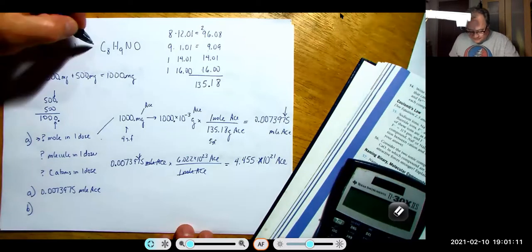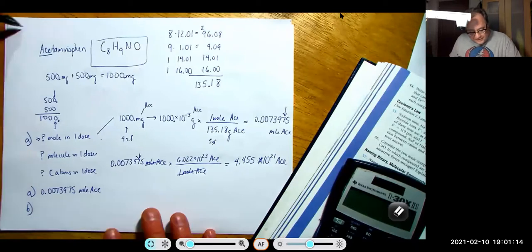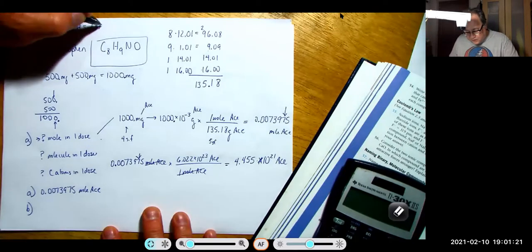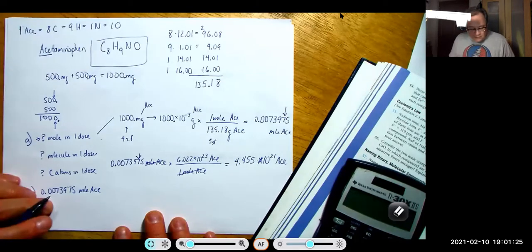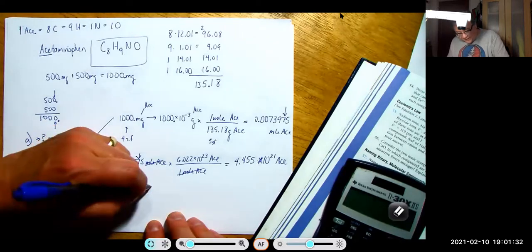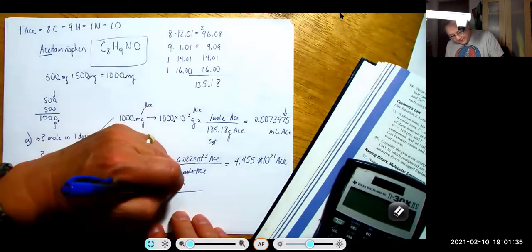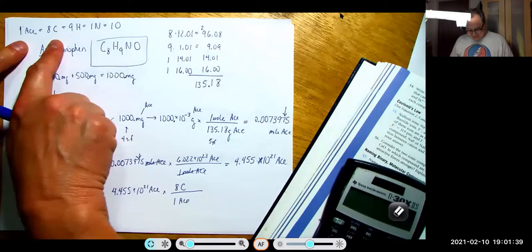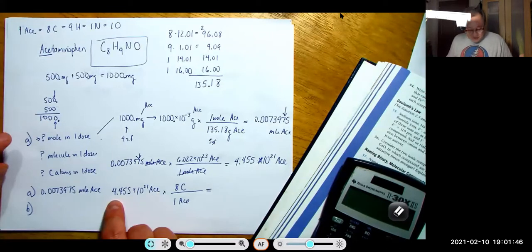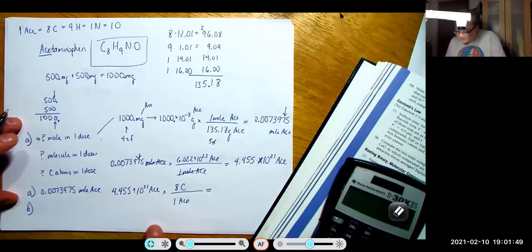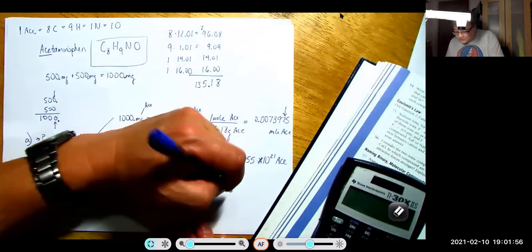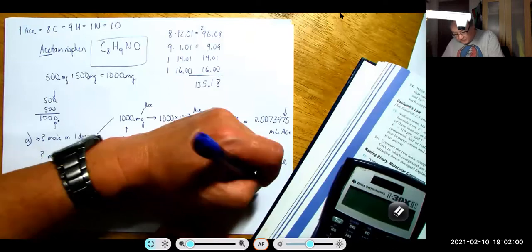Now, from this formula here, we can see that for 1 ace, we've got 8 carbons, 9 hydrogens, 1 nitrogen, and 1 oxygen. So if I wanted the number of carbons, I would multiply my 4.455 times 10 to the 21 aces, and I multiply by 8 carbons per 1 ace, which I get from right here. And basically it's going to be this number times 8. So the answer should be around, what, 35 or 40 times 10 to the 21. And I get 3.564 times 10 to the 22 carbons.